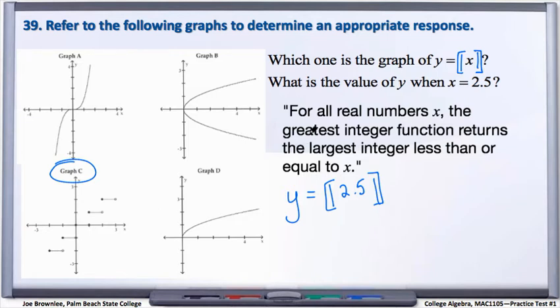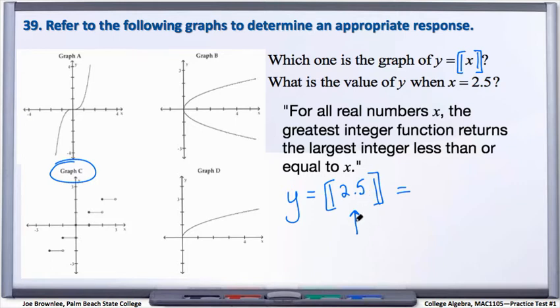So what is the greatest integer function? Well, here's the definition. For all real numbers x, the greatest integer function returns the largest integer less than or equal to x. So we take some number, in this case 2.5, and we plug it into the function, and now we want to know, what do we get out?